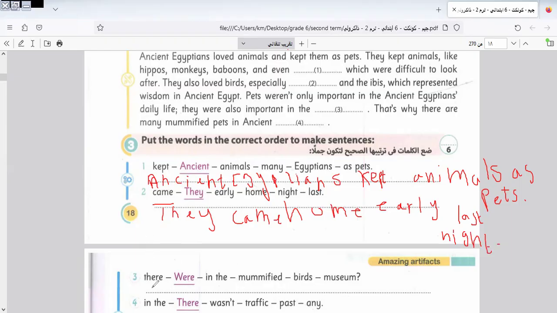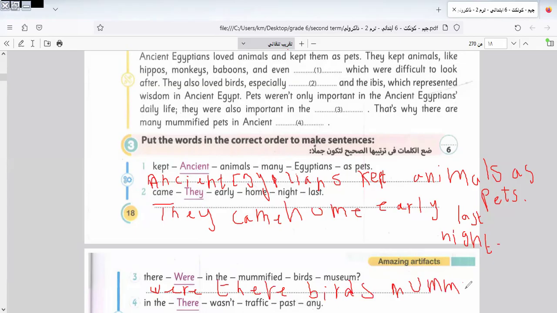Okay. Here we have a question. What can I put? Here it will be: Were there birds? Were there birds mummified in the museum? Were the birds mummified?